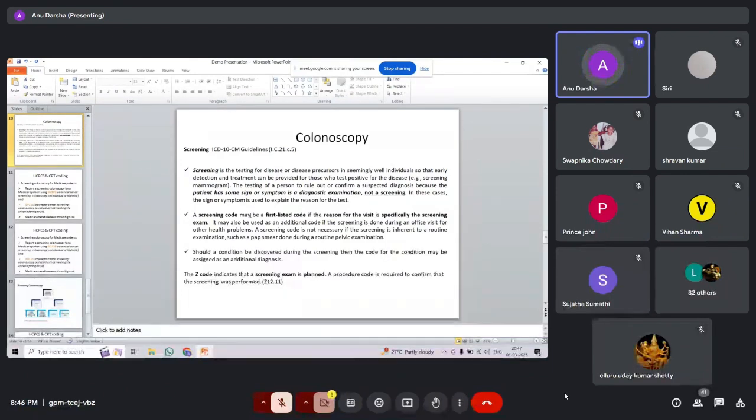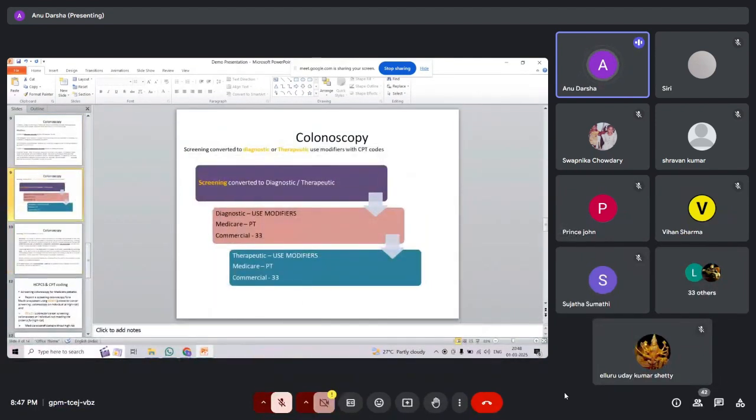Now, for Medicare payer, if the procedure was therapeutic, okay, during this colonoscopy, the patient came in asymptomatic only, but during the procedure, they have found some polyp in the ascending colon or somewhere, and they are doing the polypectomy. Imagine it is a hot biopsy polypectomy. Then what you have to do is, because this is screening colonoscopy and the payer is Medicare, we have the PT modifier. Okay, we have the PT modifier.